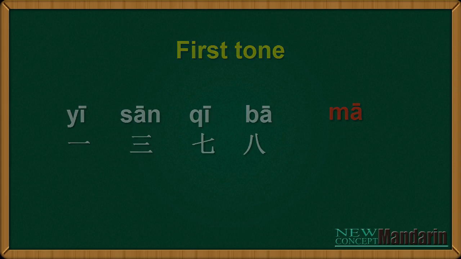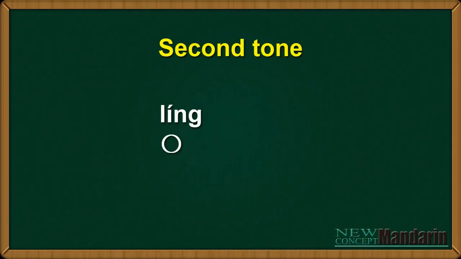The second tone is the rising tone. For example, ma, ma, like you are saying, yes, what? Which number has this tone? Only 0, like ma. The first tone is easier. Let's talk about it first.